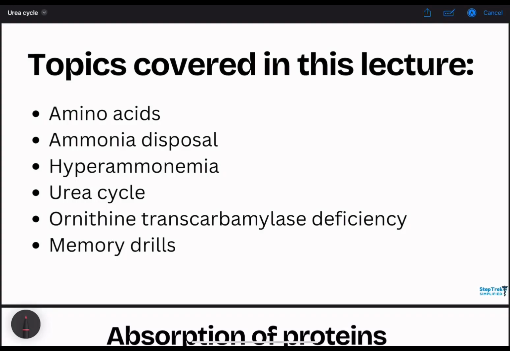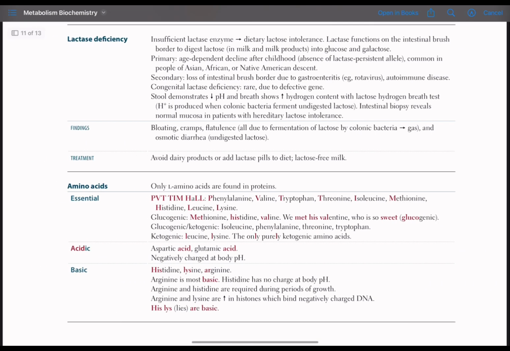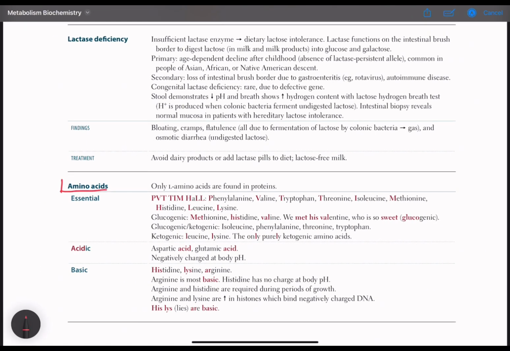Everyone, it's Dr. Mohib, and in this lecture we'll be going through amino acids, ammonia disposal, hyperammonemia, urea cycle and its disorders like ornithine transcarbamylase deficiency, and at last some memory drills. So first of all, amino acids.